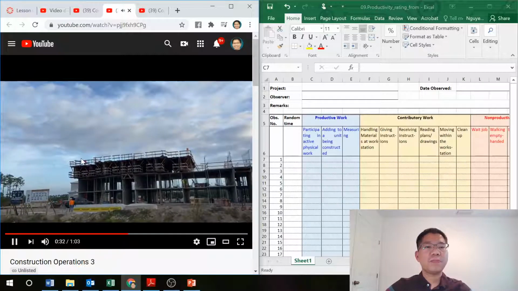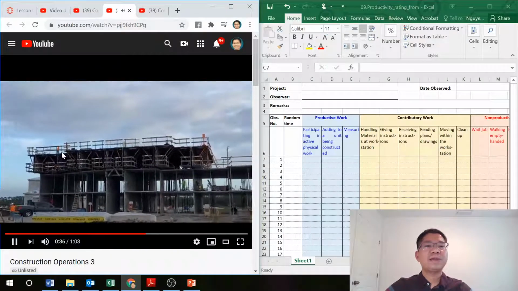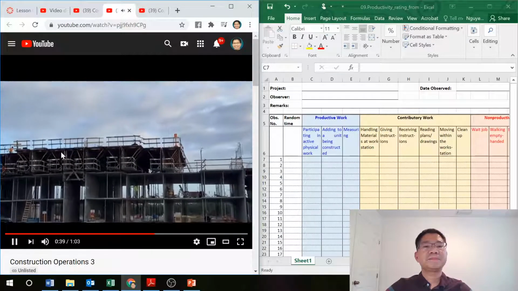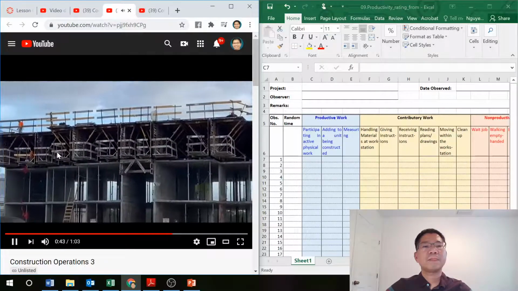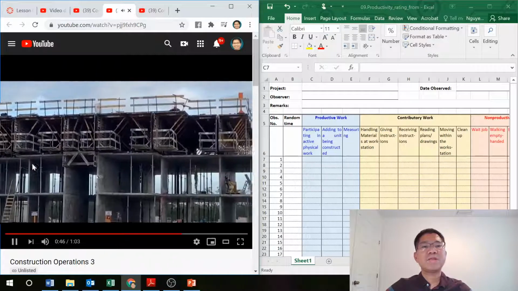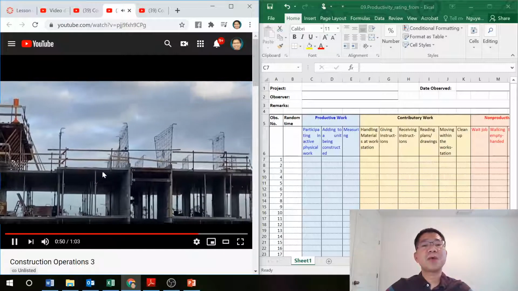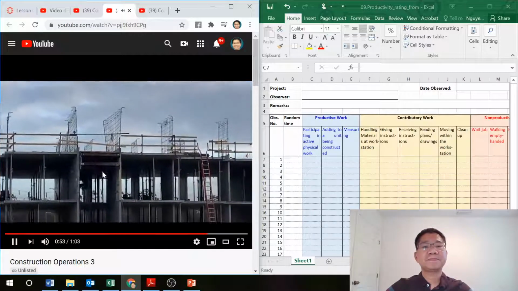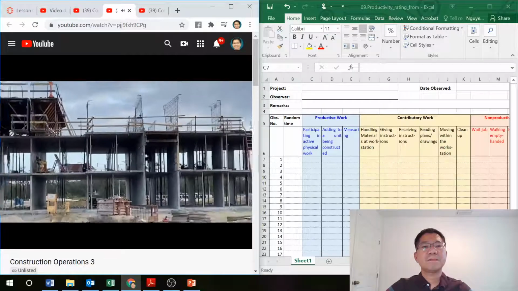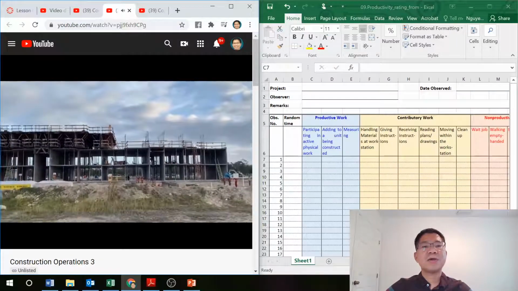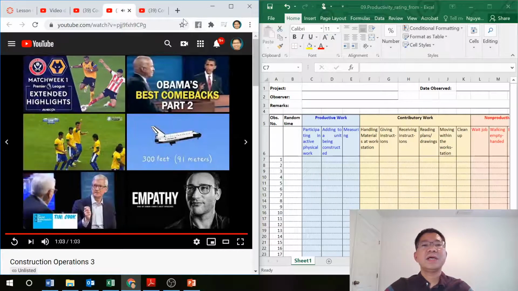People do work on top here. You see new material being prepared for the formwork, so productive. At this point, non-productive. So you can see certain people are productive at some points and not productive at others, just like when you observe outside, similar to what I videoed there. And then the last one.